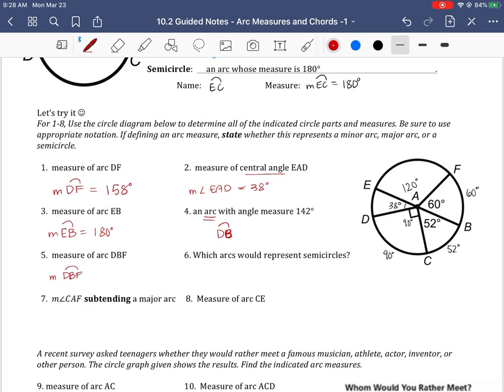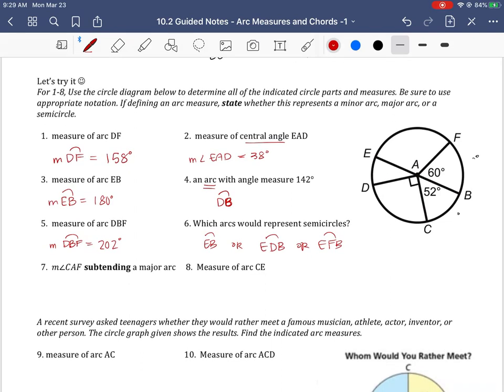Number 5, the measure of, and again I'm going to write measure of DBF. If I'm moving from D to B to F, I'm going to add all of those together. So 60 plus 52 plus 90 should give me 202. Number 6 asks which arc would represent semicircles. We kind of already looked at this one. This would go from E to B, right? So you can write EB. That would be a semicircle. Again, if you wanted to write E to D to B, that's fine too. Or you can go around this direction and write E to F to B.